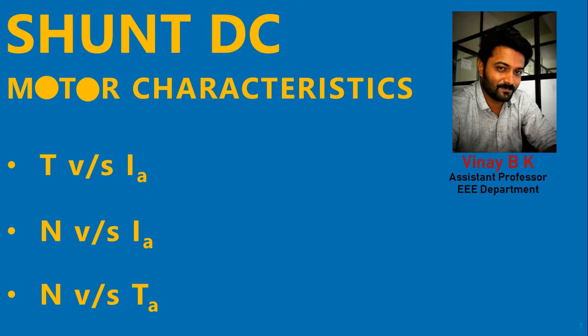So if you want to understand the characteristics of DC motor, you should know about the torque speed equations. I already explained the torque speed equations in my previous video. Just go through that to understand them. So the first characteristic is torque versus armature current characteristics.